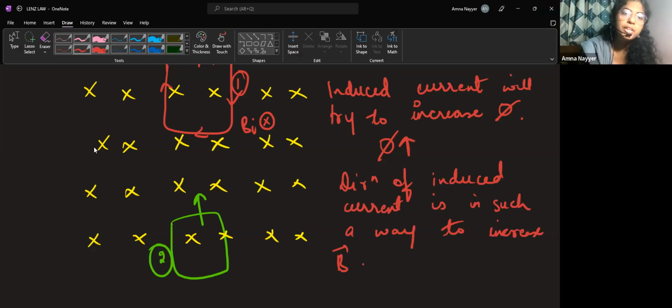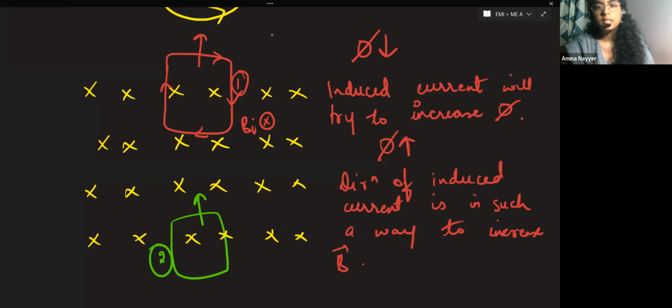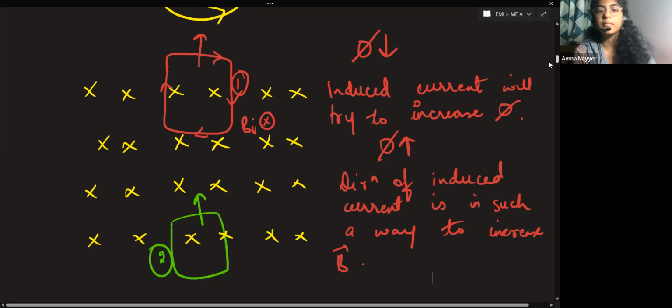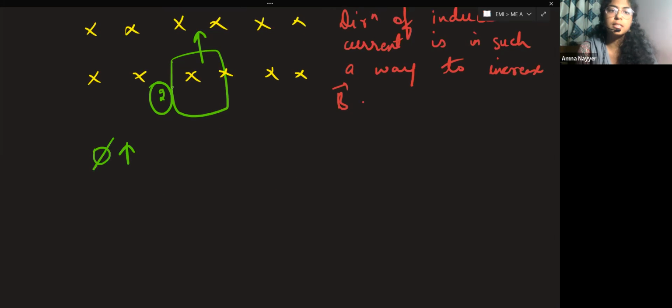Do you think, if this coil is moving inwards like this, the amount of magnetic field lines getting into this coil is increasing, or the amount of magnetic field lines enclosed within this coil is decreasing? Increasing, decreasing? At least you can answer this much. It's increasing, definitely. So if it's increasing, it means magnetic flux is increasing. So in the second case, what is happening? Here the flux is increasing.